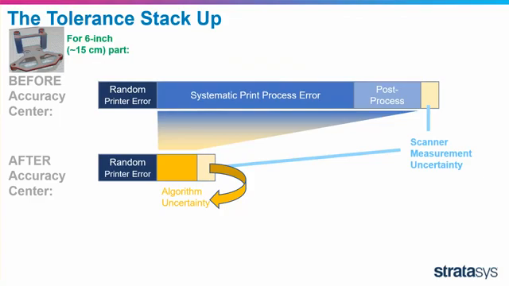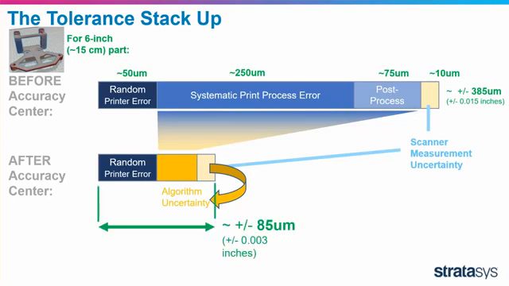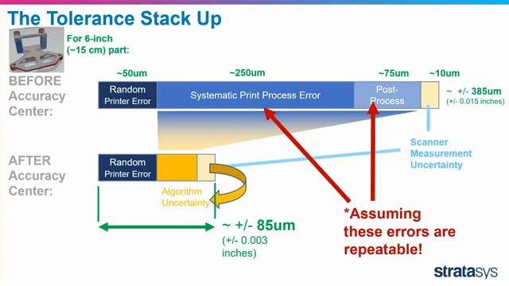Some quick numbers to ground us. Here are approximate errors for about a 6-inch part that fits in your hand. The total error could be plus or minus 385, 400 microns. After Accuracy Center, we can take that down to about plus or minus 85 microns, which is close to the theoretical limit of what that printer can do. You of course have to keep these errors repeatable, which means the same machine, same geometry, same material, same portion of the tray. As long as you keep all that consistent, then the algorithm can correct for wind on that golf shot.